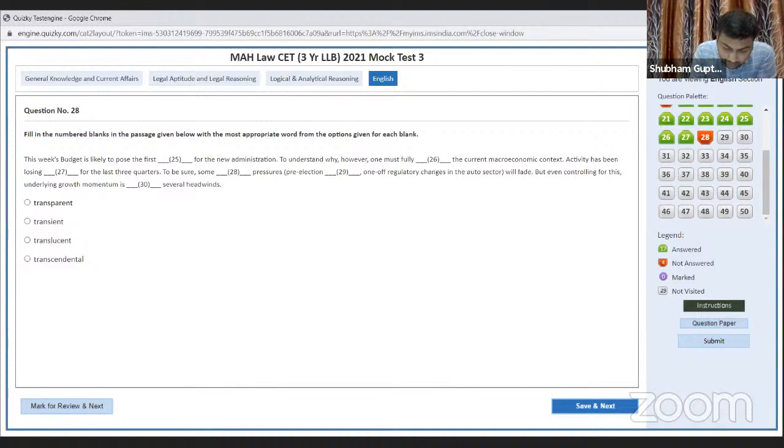To be sure, so this is 20. To be sure, some dash pressure. Translucent, transparent, these two are wrong. So it should be transcendental or transient. Let's mark D.